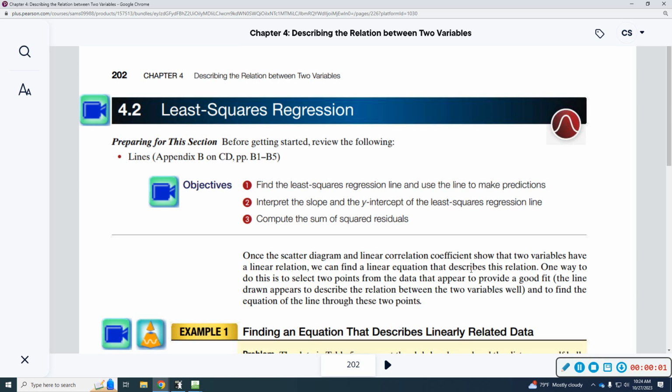Alright, section 4.2, we're going to be going over least squares regression. The objectives: number one, find the least squares regression line, use it to make predictions, interpret the slope and the y-intercept of the least squares regression line, compute the sum of squared residuals.